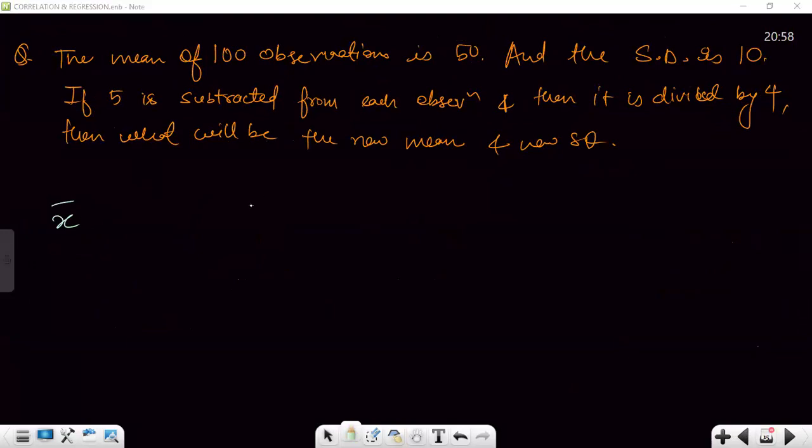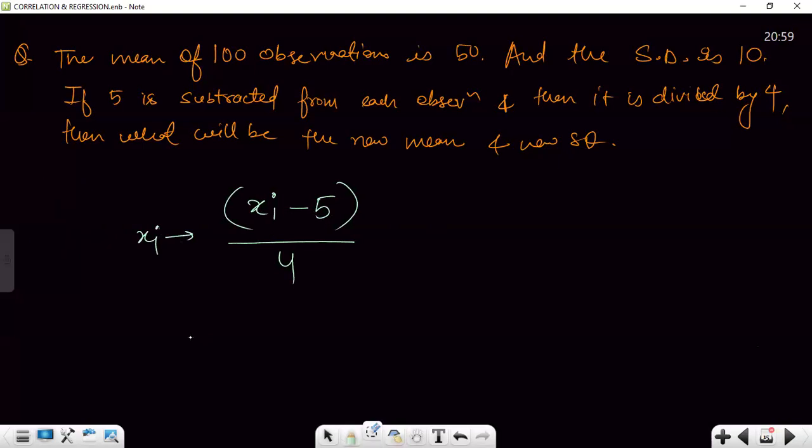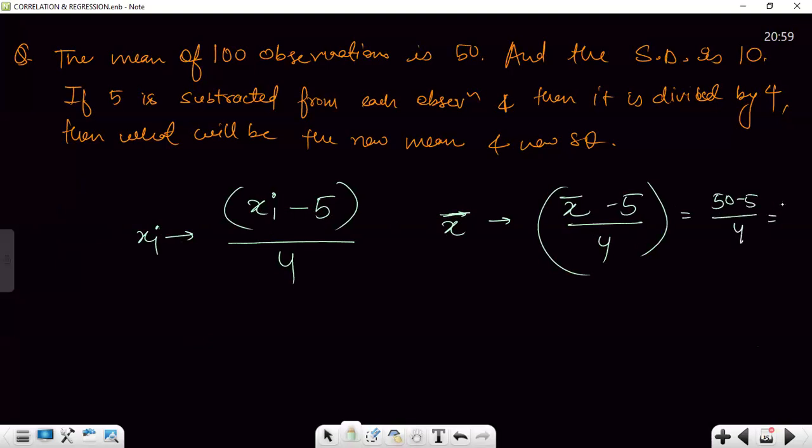So what is said is that 5 is subtracted from each observation and then they are divided by 4. The mean will also behave the same. The new mean will be subtracted by 5 and then divided by 4, which suggests that the new mean will be 50 minus 5, 45, divided by 4.